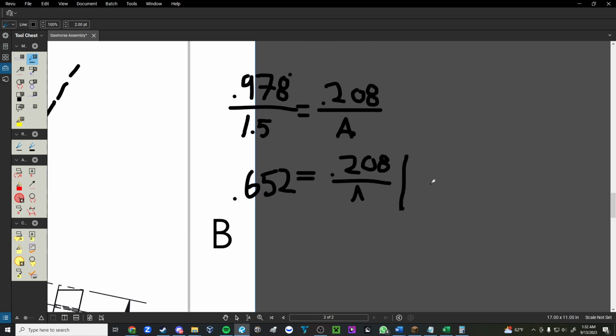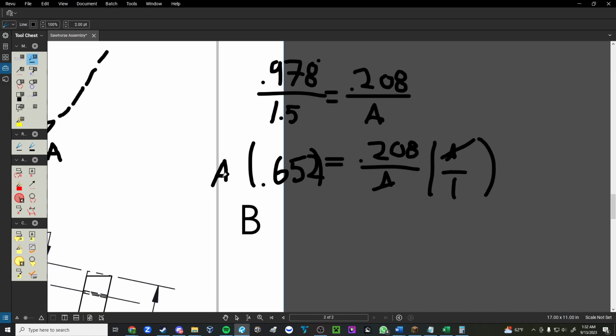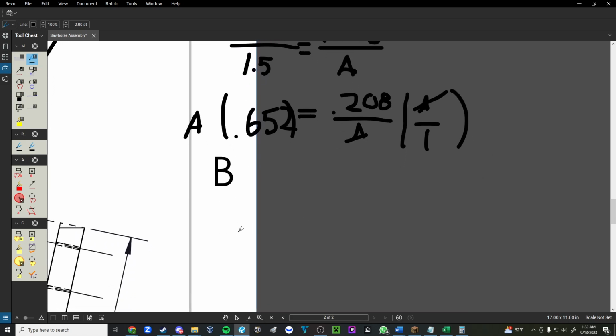To do that, I'm going to multiply both sides by A. A over 1 and A is the same thing. Alright. And it basically looks like this. These A's cross out. We're left with A times 0.652 equals 0.208. Okay, we're going to divide both sides by 0.652. 0.208.